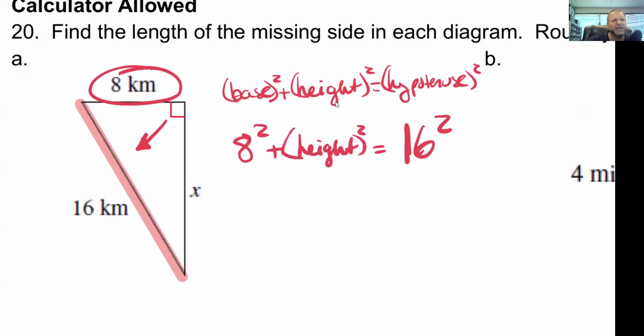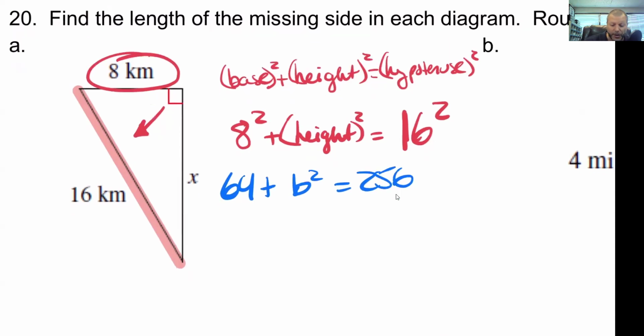So now common mistakes students will make. Number one, squaring things wrong. 8 squared is 16, 16 squared is 32. Both of those are wrong. You're just multiplying by 2. 8 squared is 64, and 16 squared is 256. Another mistake students make is they just square root everything at this point. Always isolate your variable on one side before square rooting.